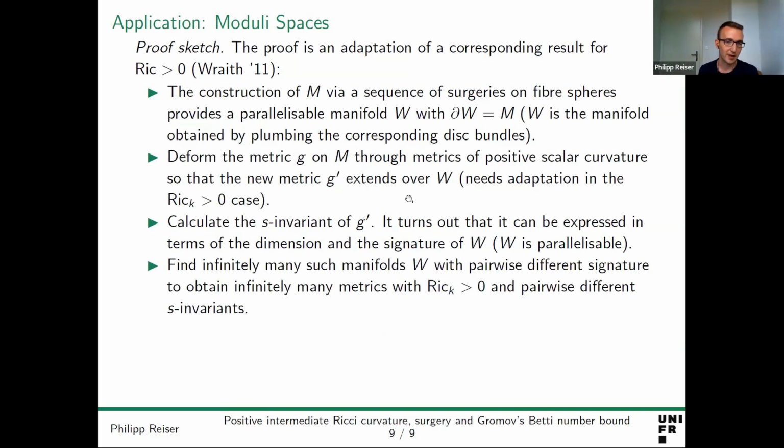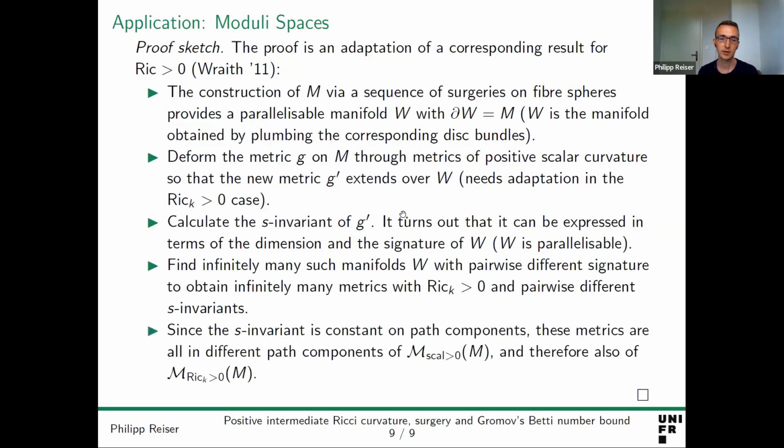And now, for this given M, we find infinitely many graphs that define this manifold, and this in turn gives infinitely many manifolds W whose boundary is M. In particular, the signatures of these manifolds should be different. And then we have pairwise different S invariants for these. And therefore, since these are invariants of path components, all the metrics we get are in different path components of the moduli space of metrics of positive scalar curvature. And since inside this moduli space for positive scalar curvature, there sits the moduli space of positive Ricci K metrics, we also get an infinite number of path components for this moduli space.